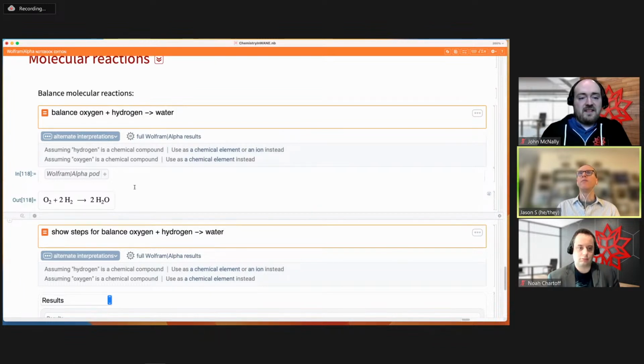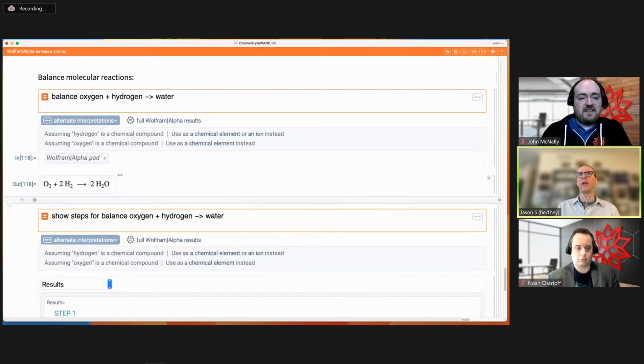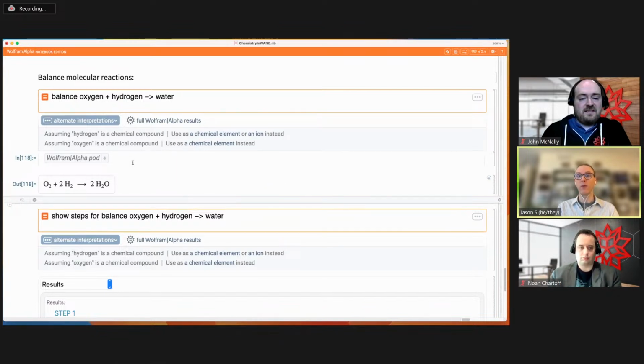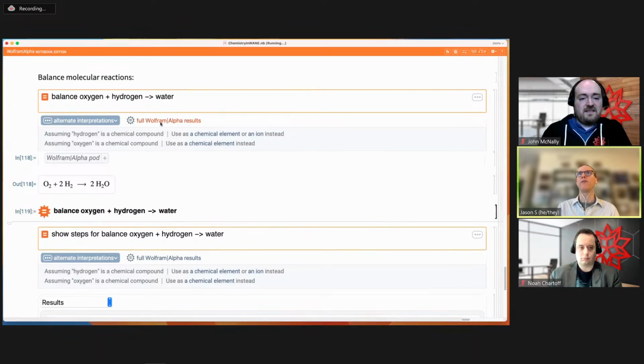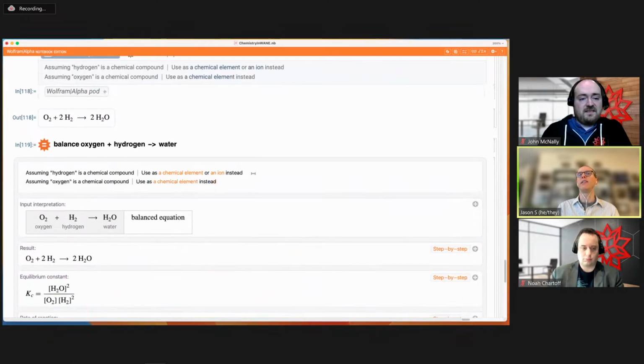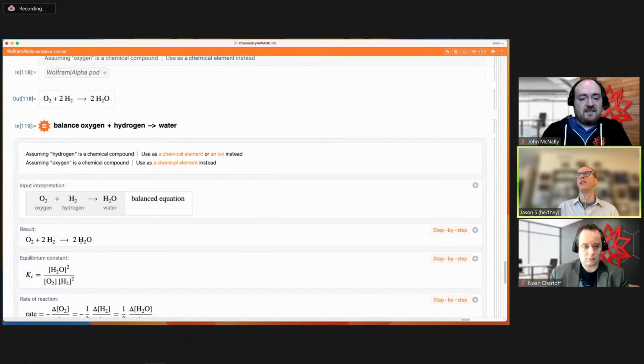If we wanted to see more details about this reaction, we could click on this button here. It's because we've been shown this button that says Wolfram Alpha Pod, indicating there's more info if we want it. And we could click on the full Wolfram Alpha results. And then we can see, again, we asked for the balanced equation. Here it is. There's step-by-step information for that. We'll get back to that in just a moment.